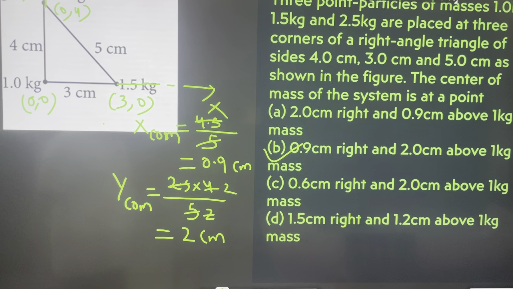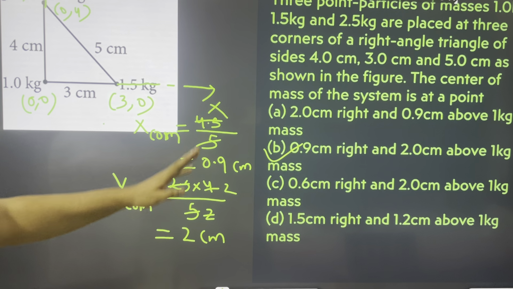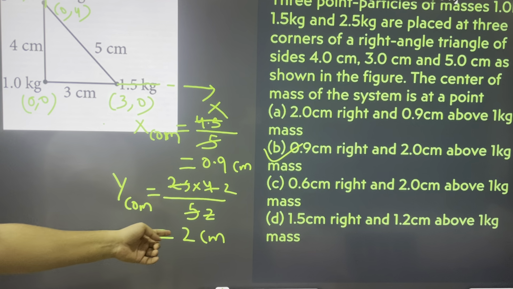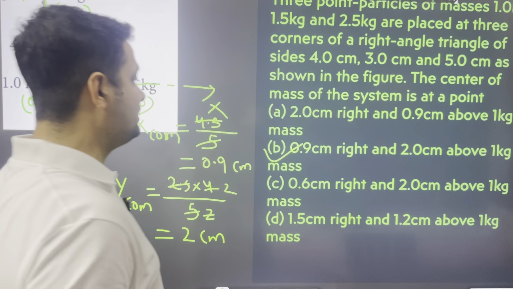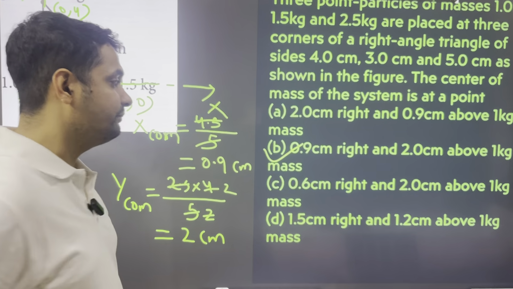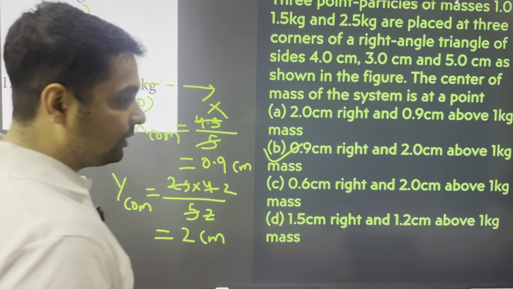0.9 centimeter right and 2 centimeter above the 1 kg, because above means the y coordinate of the center of mass, and right is the x coordinate of the center of mass, which is 0.9 centimeter. The y coordinate is 2 centimeter. That's why it is 2 centimeter above the 1 kg and 0.9 centimeter right of the 1 kg. Okay, so we'll go for the next question now.